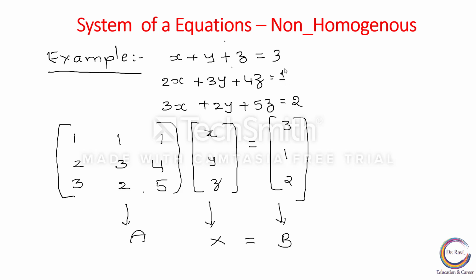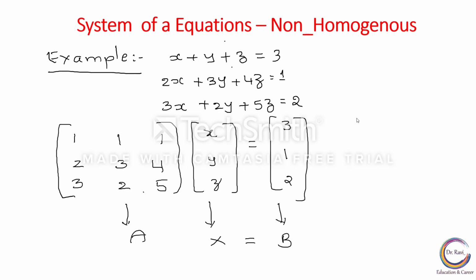So now we will consider one example: x plus y plus z equal to 3, 2x plus 3y plus 4z equal to 1, 3x plus 2y plus 5z equal to 2. Now as discussed, we can write this in the matrix form as Ax equal to b, where A is the coefficient matrix: 1, 1, 1, 2, 3, 4, 3, 2, 5, and x is the matrix containing the variables, which in the problem are x, y, z. So x, y, z comes here, equal to the b's here, 3, 1, 2.